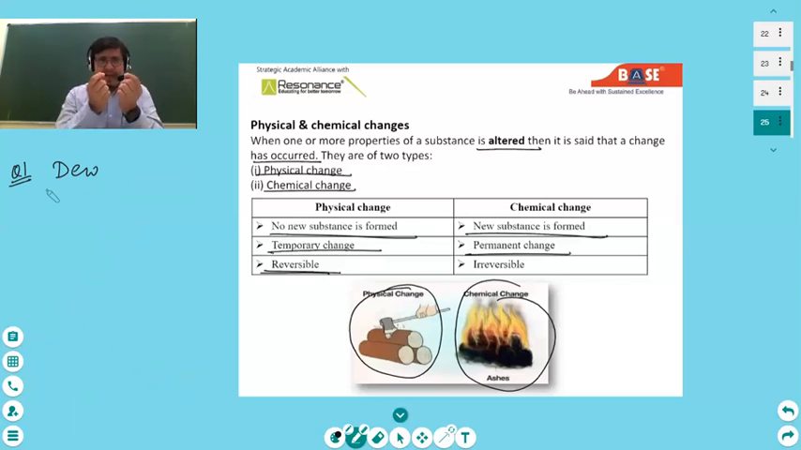Dew drops form generally in winter time on grass. You can see that on your window pane. The formation of dew is what? Physical change or chemical change? PC or CC? What? PC, absolutely right.